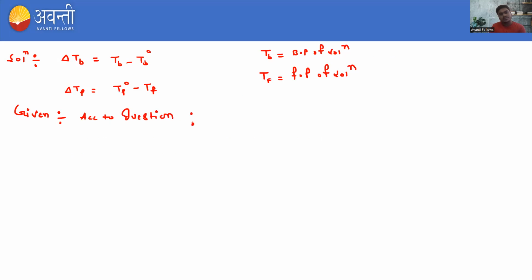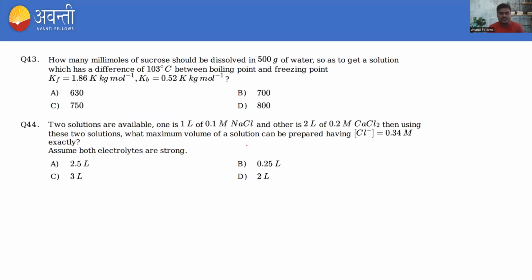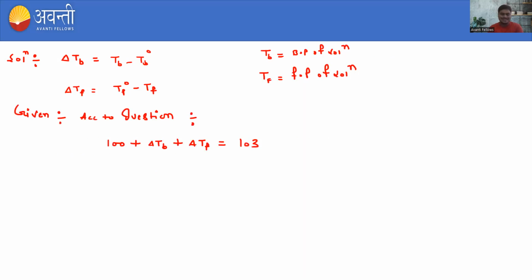According to the question, we know that 100 plus delta Tb plus delta Tf is equal to 103. So the difference is already given, that is 103 degrees Celsius. From this we know that the value of delta Tb plus delta Tf comes out to be 103 minus 100, that is nothing but 3.